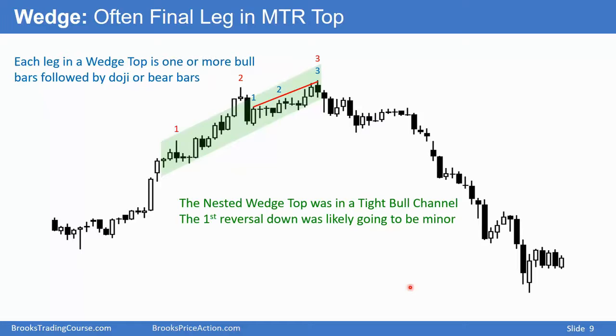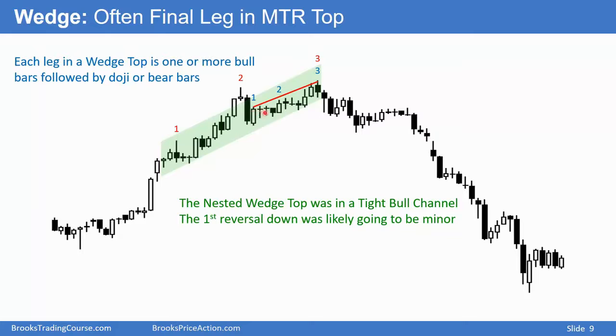Sometimes the legs in a wedge are subtle, and sometimes it's only a bull bar followed by a bear bar. This is a nested wedge. We have 1, and then a reversal down 2, and a reversal down 3, but the third leg subdivided into a smaller wedge, a bull bar and then a doji, a bull bar and then a bear bar, a pair of bull bars and then a bear bar. On a smaller time frame chart, it would be a wedge. On this chart, it's inferred.